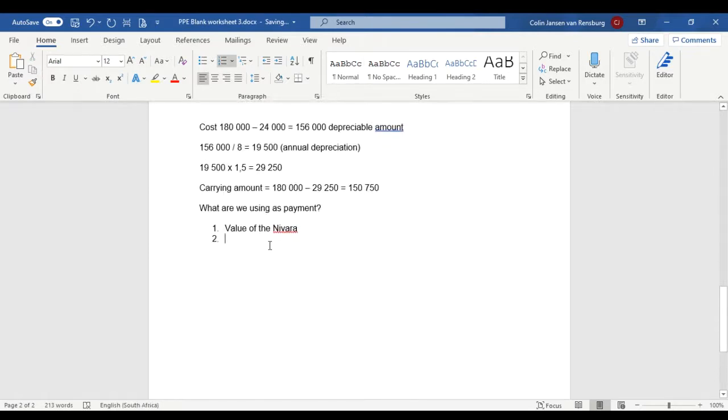Okay, so we are using the value of the Navara. We're using that as a payment, and we're also paying in cash, right? So those are the two payments that we are making. So if we look at the value of the Navara, what is its value? We've just determined, or we estimated, that as 150,750, right? And then, ladies and gents, what is the amount of cash that we are paying in?